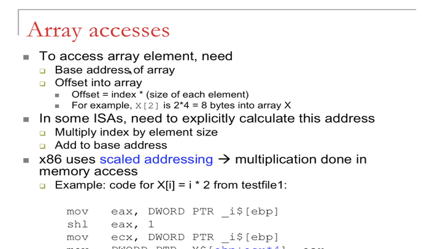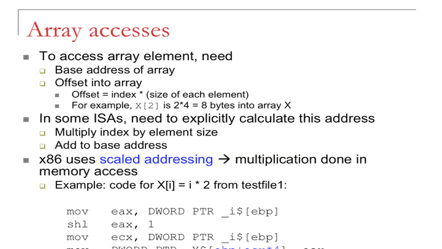This underscore capital X $EBP gives you the base address of the array. So if we look at this diagram, for array X, where is that? This is array X, the base address of the array. The next one is X1 and so on.